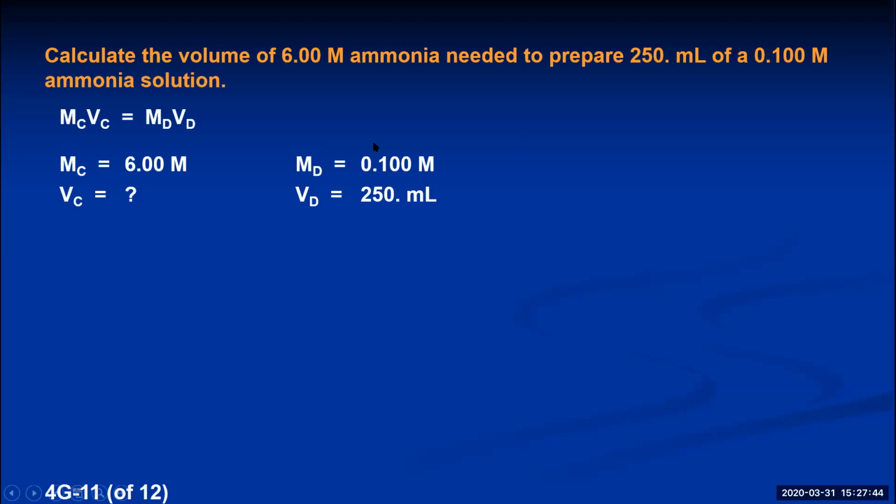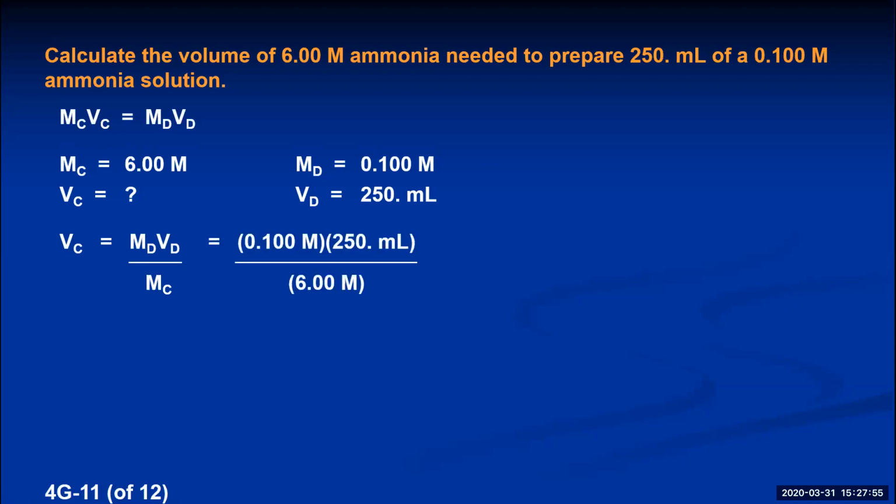So if you take your top equation here and just isolate the VC, then we're going to know how we multiply and divide all the variables together in order to get our answer. So I'm just going to plug in the molarity of the diluted solution, 0.100 molar, the volume of the diluted solution, 250 milliliters, and divide it by the molarity of the concentrated solution, 6.00 molar.